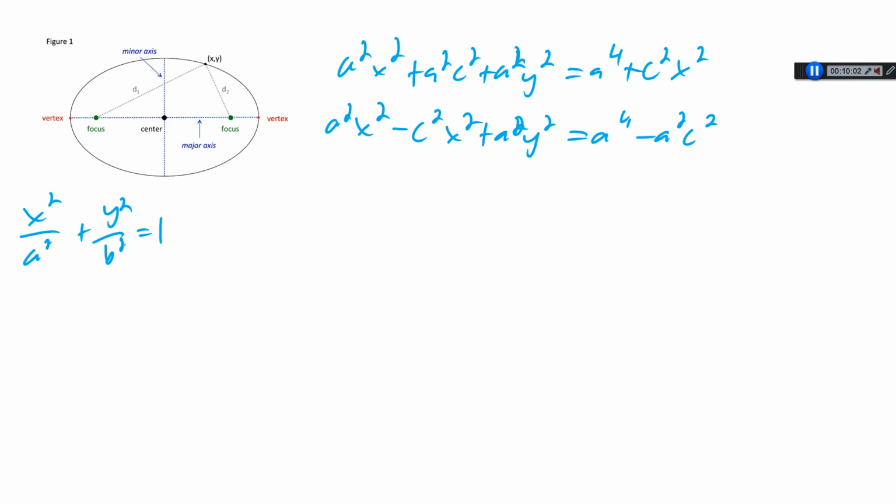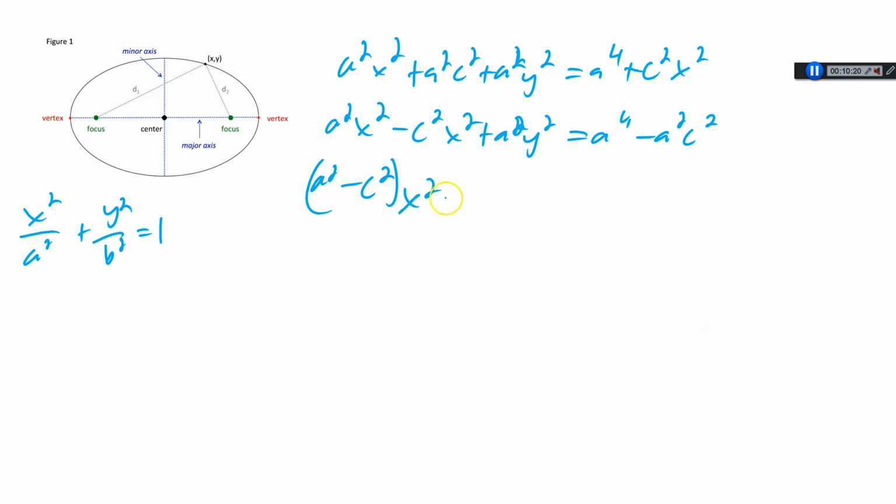Now we're going to factor out what we can. So out of this side, I'm just going to factor out an x squared. So I have a squared minus c squared times x squared. You might be used to putting it on the left side, but it doesn't matter where you put it. Plus a squared y squared is equal to, now over here I can take out an a squared, times a squared minus c squared. Okay, so this a squared minus c squared is showing up twice. That's interesting.